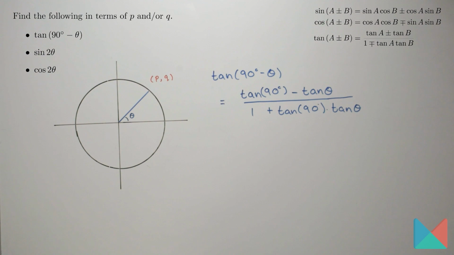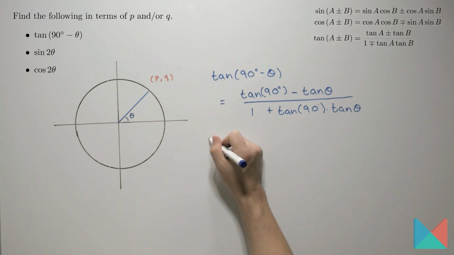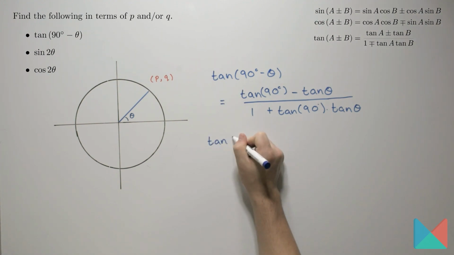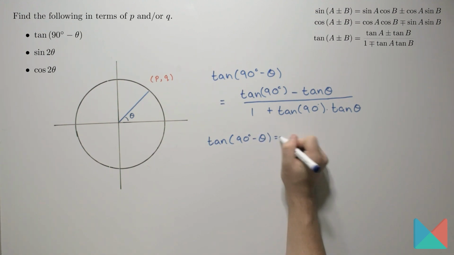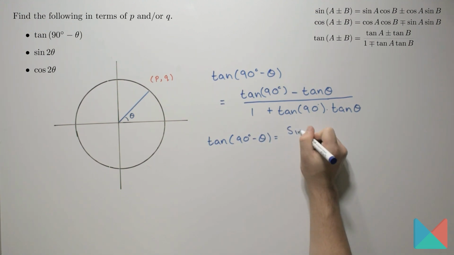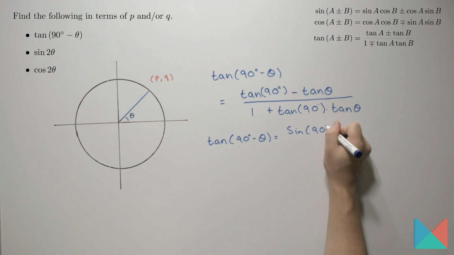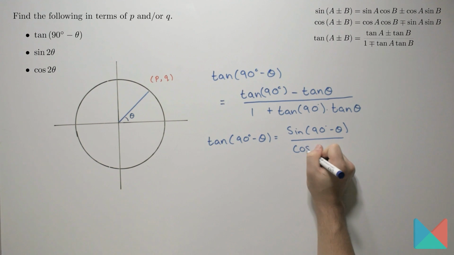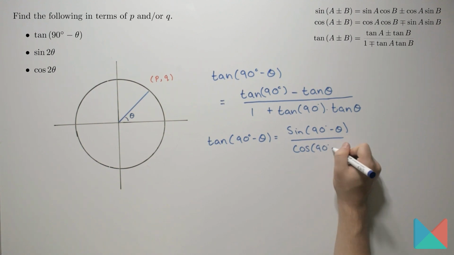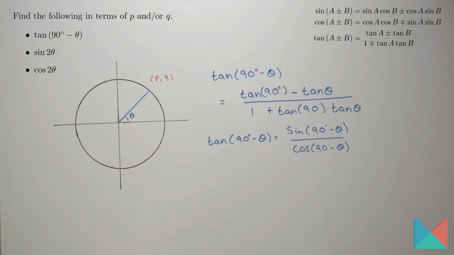And what we have to do instead is use the fact that tan of 90 degrees take theta is going to be equal to sine of 90 take theta divided by cosine of 90 degrees take theta, where we're going to avoid the situation of trying to find the exact value for tan of 90 degrees.